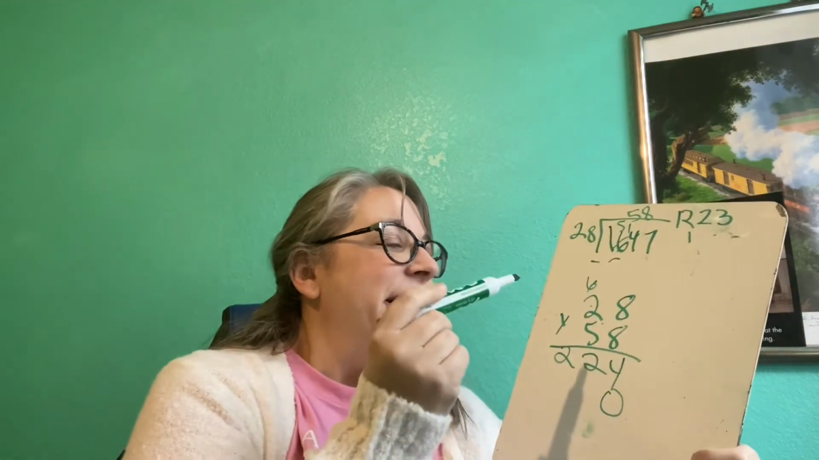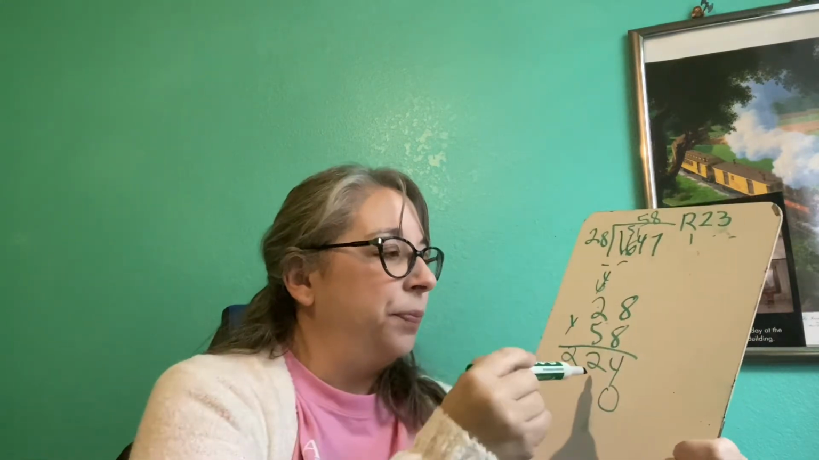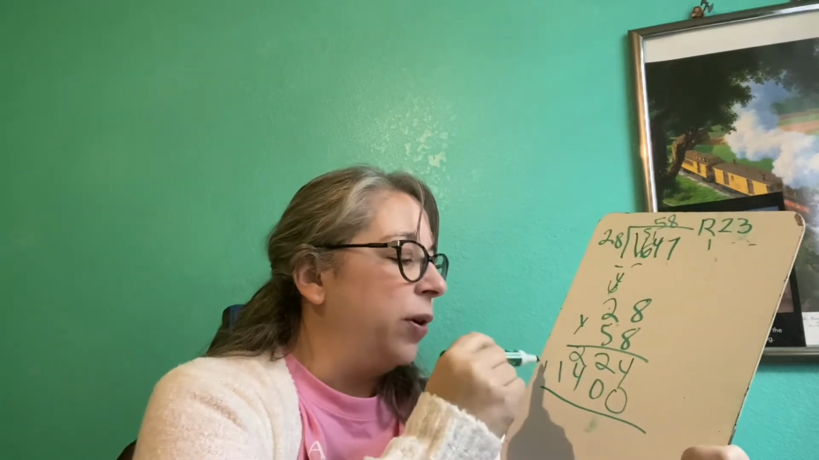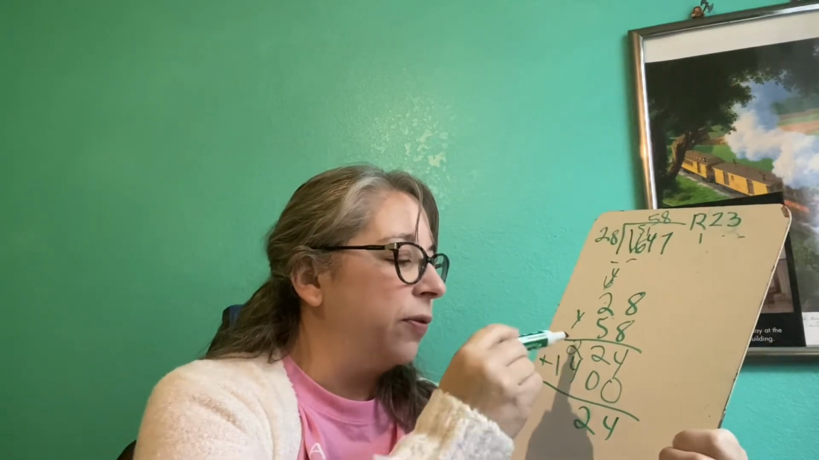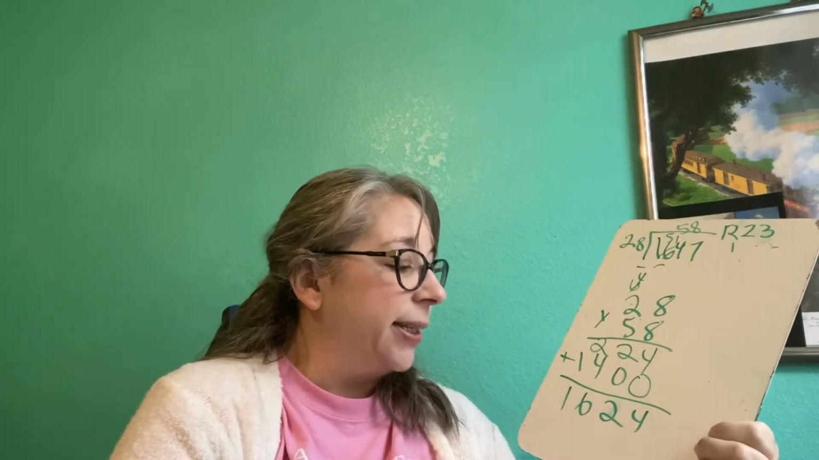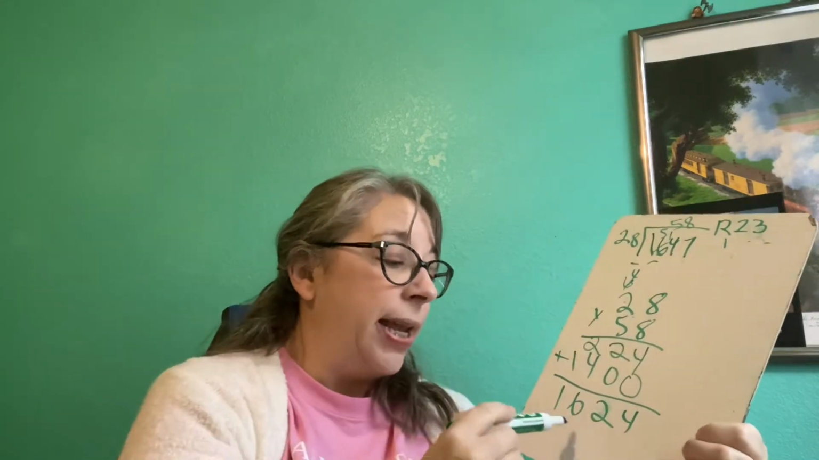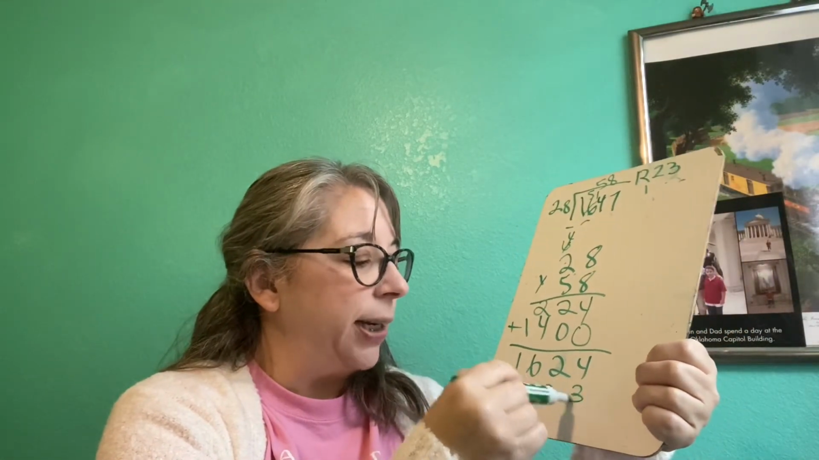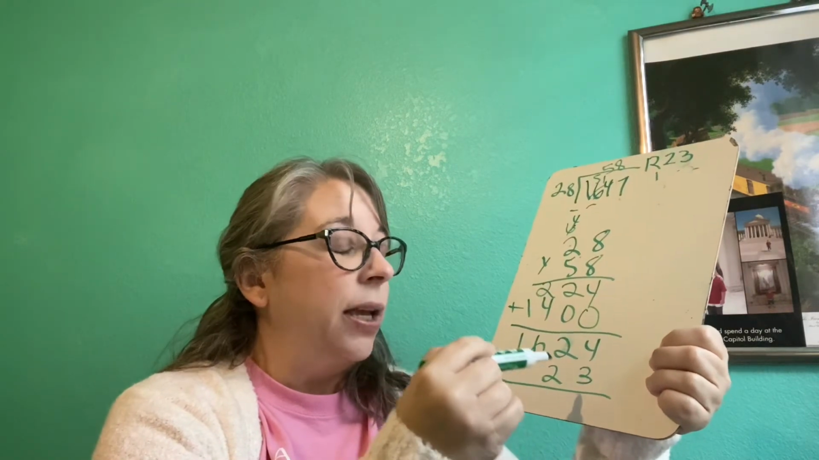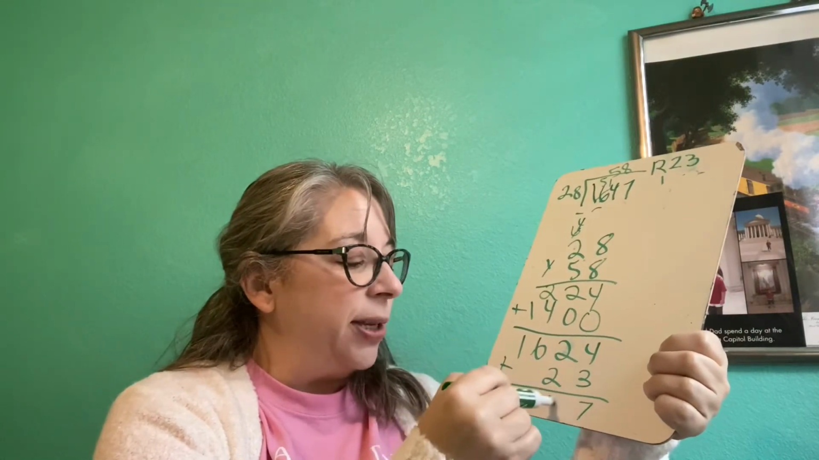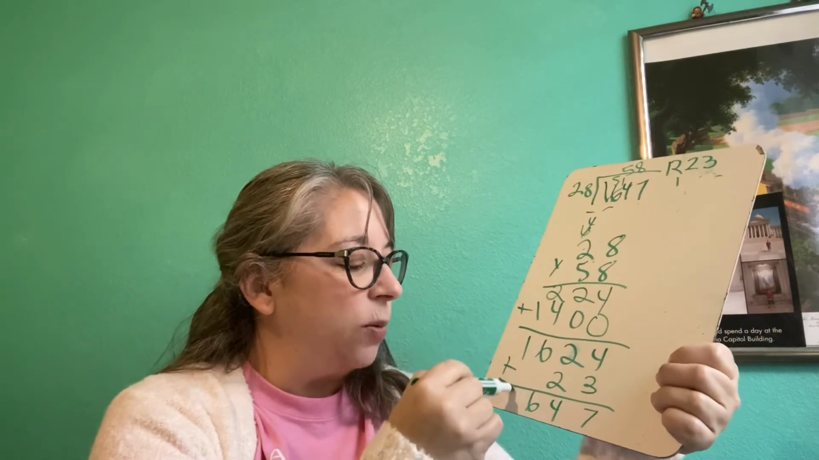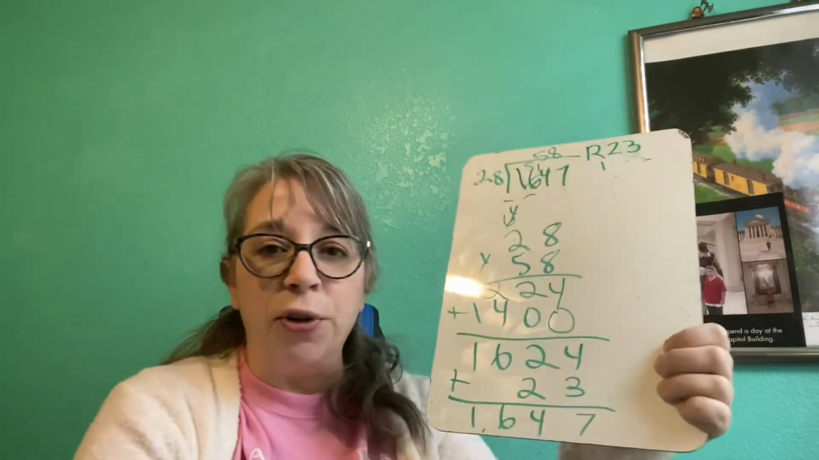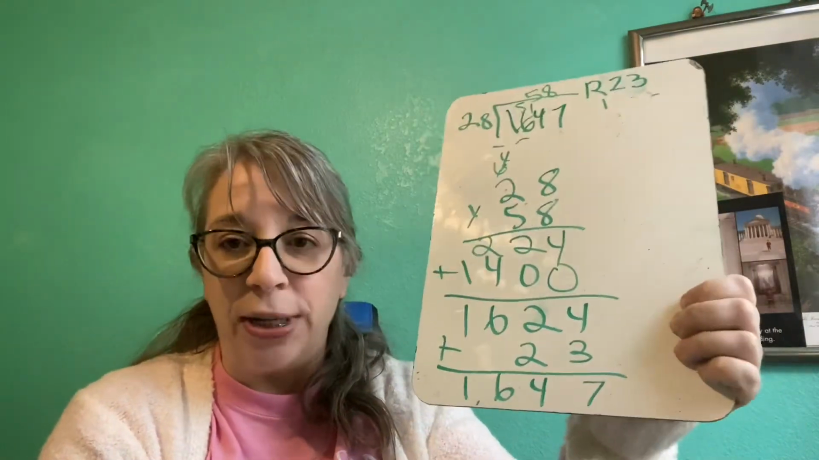8 times 5 is 40. And 5 times 2 is 10 plus 4 is 14. We're going to add those. So 4, 2, 4, 5, 6. So we have 1,624. Now we're going to add our remainder, 23, to this number. So 4 plus 3 is 7, 2 plus 2 is 4, 6 plus nothing is 6, and 1 plus nothing is 1. So 1,647, 1,647. That's how you check your division to see if you're correct.